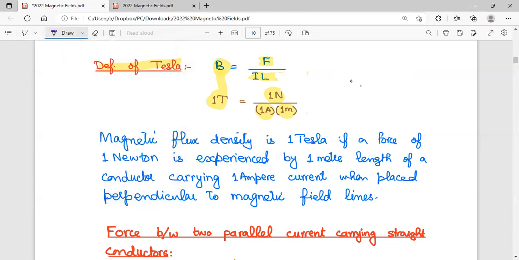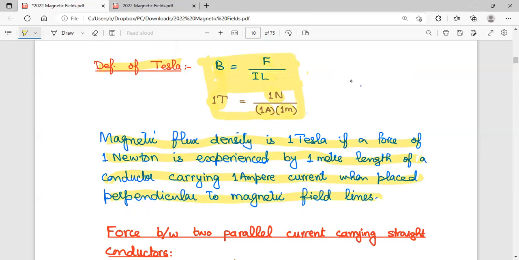Okay, now we can define this as: magnetic flux density is 1 Tesla if a force of 1 Newton is experienced by 1 meter length of a conductor carrying 1 ampere current when placed perpendicular to the magnetic field. So again, you have to use this equation to define the Tesla. This equation is used to define magnetic field strength, and the same equation is used to define the unit of magnetic field strength, which is Tesla.